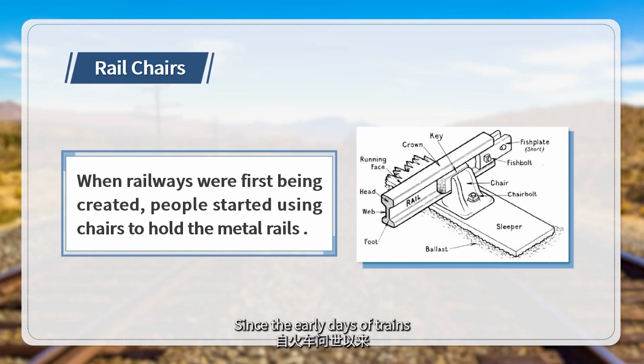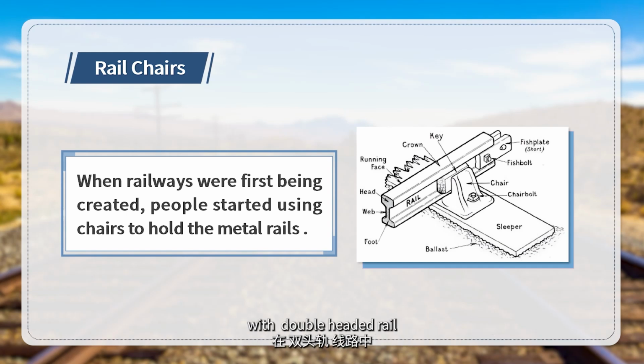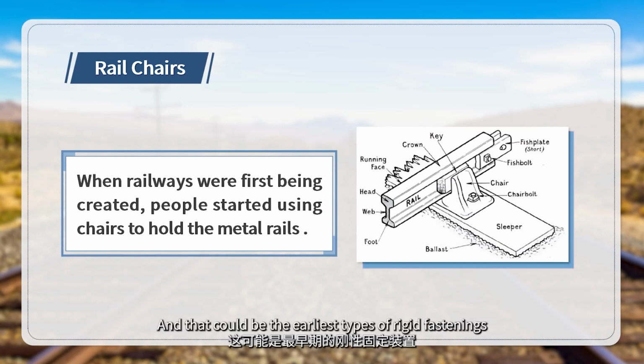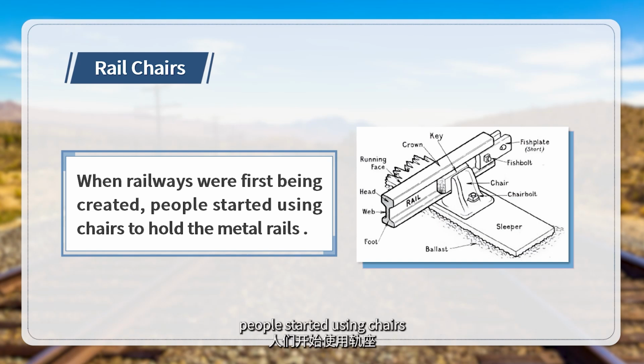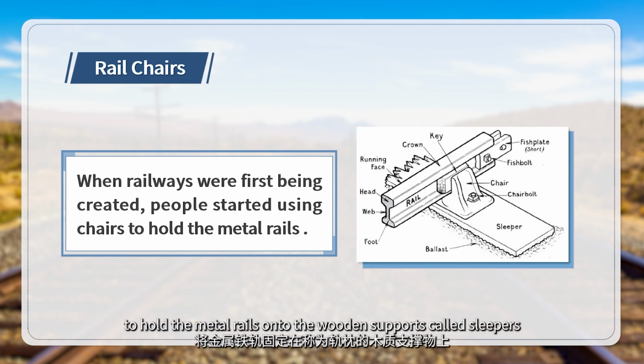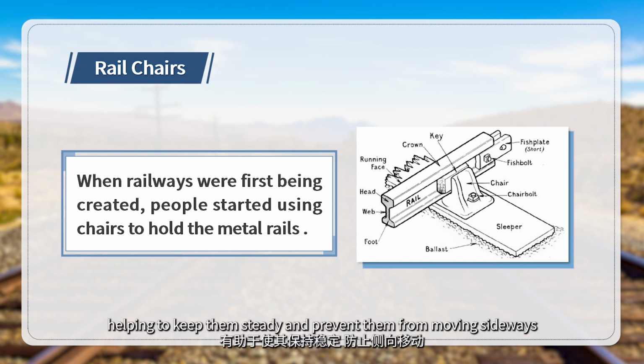Since the early days of the trains, chairs have been used in building and maintaining railways with double-headed rail, and that could be the earliest type of rigid fastening. Back in the 1800s, when the railways were first being created, people started using chairs to hold the metal rails onto the wooden supports called sleepers. These chairs were often made of cast iron and were placed at different spots along the tracks. The rails would fit into holes or grooves in the chairs, helping to keep them steady and prevent them from moving sideways.